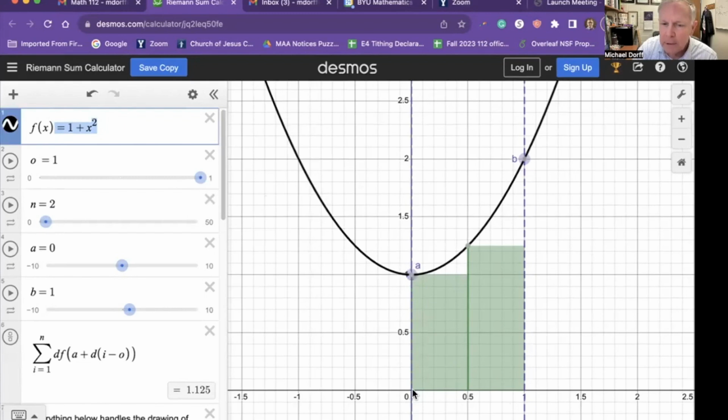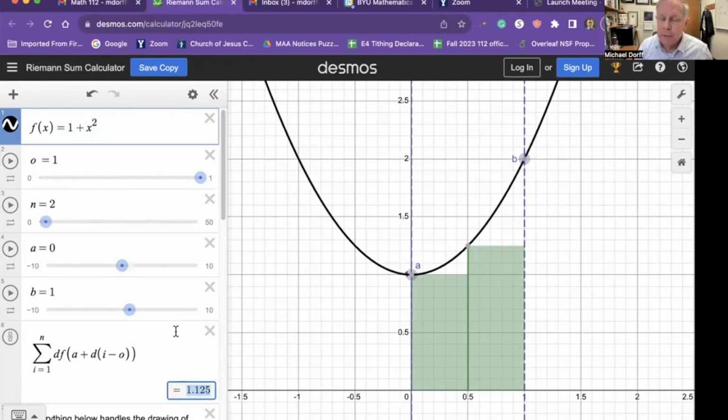So when x is 0 on the left rectangle, I get that it goes up and hits the function at the value of 1. When x is a half, that's the left part of the right rectangle. When I put in a half here, I get a value of 1.25 for the height of the rectangle. And when I add those together, I now have this value of 1.125 for the sum of the areas of the two rectangles. And that's a better approximation.